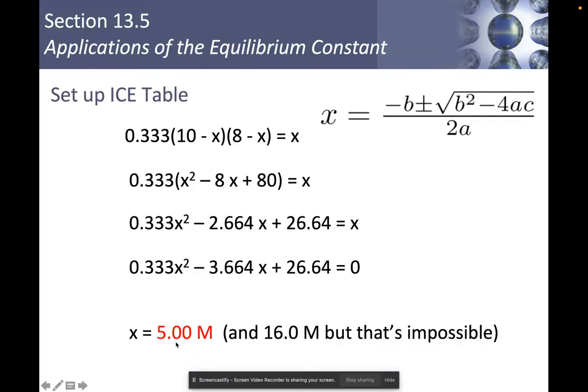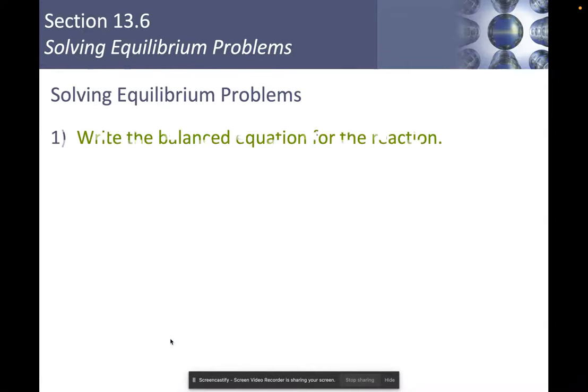You get about 5 and you get about 16. 16 is impossible because if I subtract 16, I get negative values. So you can't have negative values for something. 5, though, I get positive values. So the answer that I was looking for was 5. Now, that doesn't give me a crazy amount of information there, but the answer is 5.